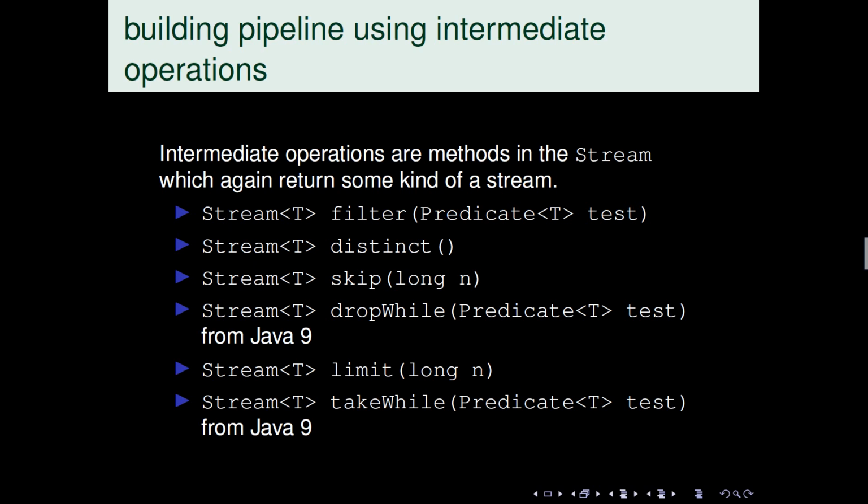Intermediate operations are methods in the stream which again return some kind of a stream. Clear? So you can see the return type of these methods. These are methods on a stream object. So if I call filter, I have to pass a predicate, some testing which will be done, and then it is returning a stream. See, what I have done here is this list of methods which I have shown.